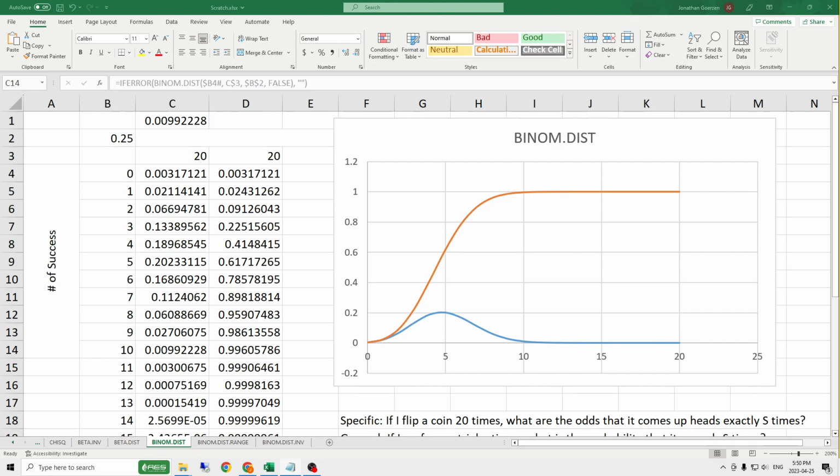So some related functions to this are going to be the binomial distribution range, which we'll get to in a minute, and binomial distribution inverse, which does this but backwards, and it's pretty neat. Anyway, this concludes the video encyclopedia entry for the BINOM.DIST function.